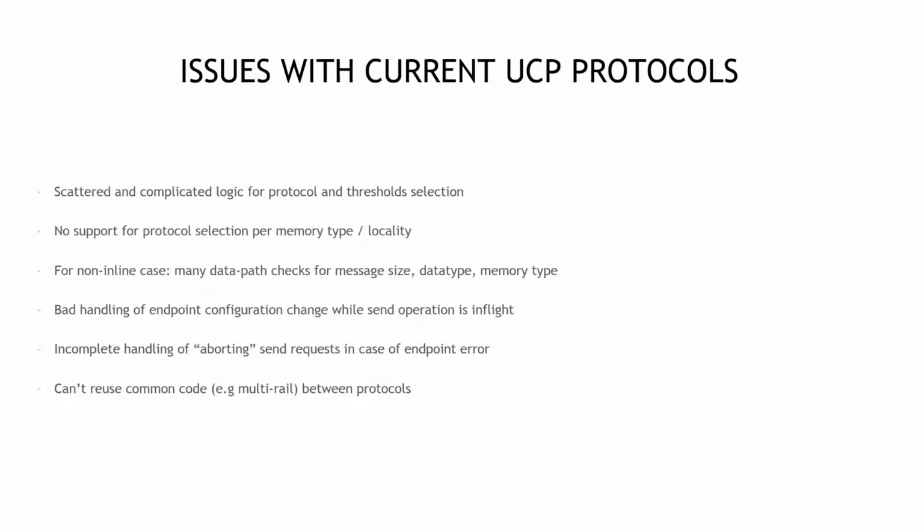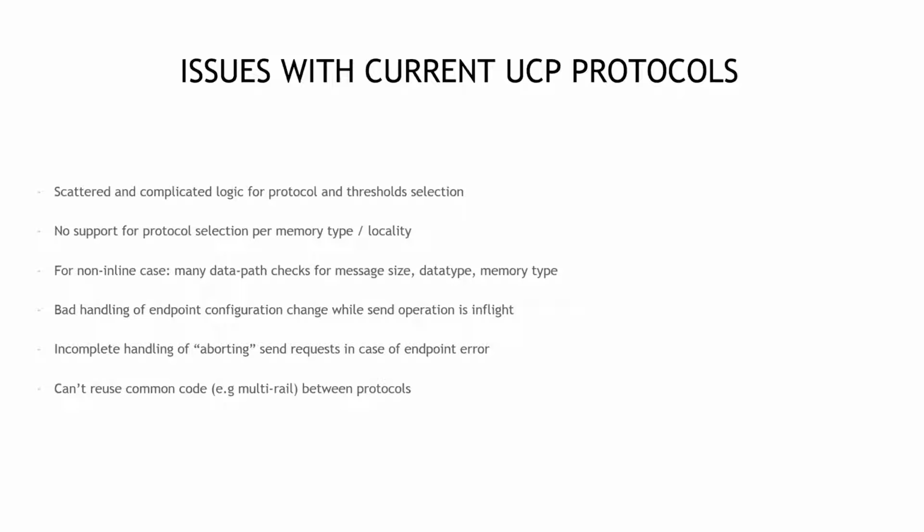In addition, we don't support selecting different protocols based on memory type and memory locality, which is what we need in order to really have a good out-of-box support for GPUs. And we have actually quite a lot of checks if the message is not inline. We check the message size several times. We check different conditions, and it's not very efficient. Also, several protocols have to initialize many things during runtime, like rendezvous, has to check several bitmaps, resolve remote keys, which is also not a very good thing to do. And actually, much of the logic in there we can do upfront.